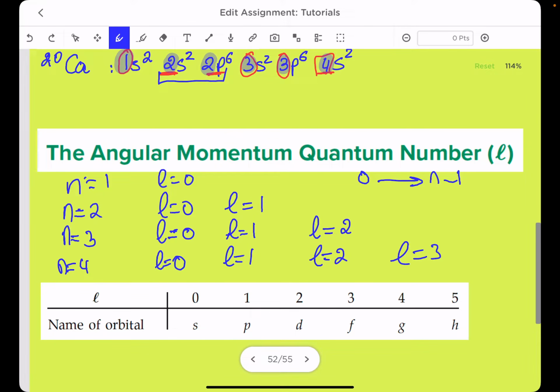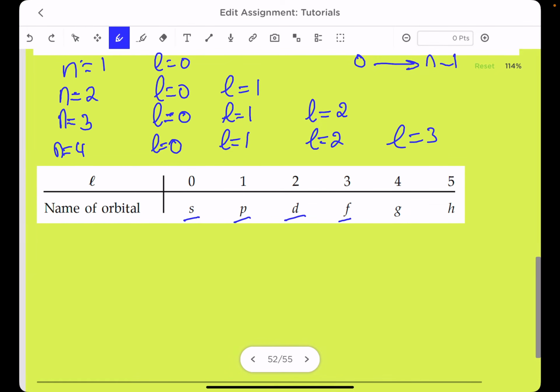So therefore, on the fourth energy level I have 4 possible sublevels, or orbitals, you may call them: S, P, D, and F. Okay? Now, let's give you a bigger electron configuration, a bigger atom, say selenium. Selenium has 34 electrons. Where are those 34 electrons distributed?